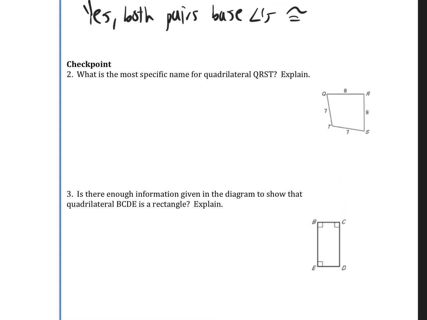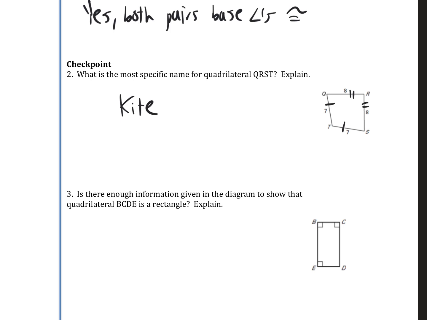Okay, checkpoint 2. Why don't you see if you can do both of these, 2 and 3. Give them a try. All right, what's the most specific name for this quadrilateral? Well, we can see these are congruent. They're both 7, and these are congruent. What shape has consecutive sides congruent? That's going to be a kite.